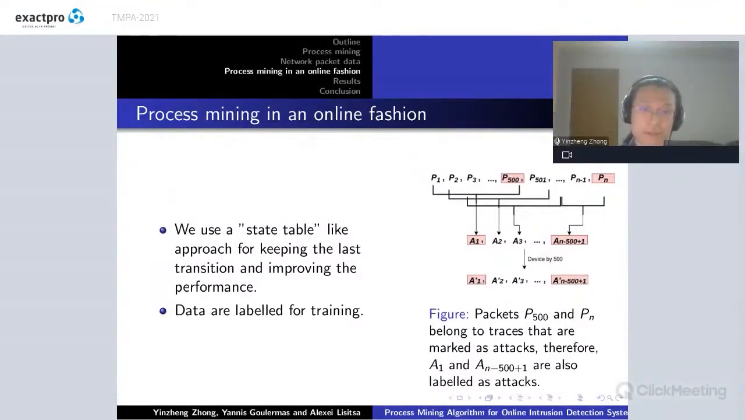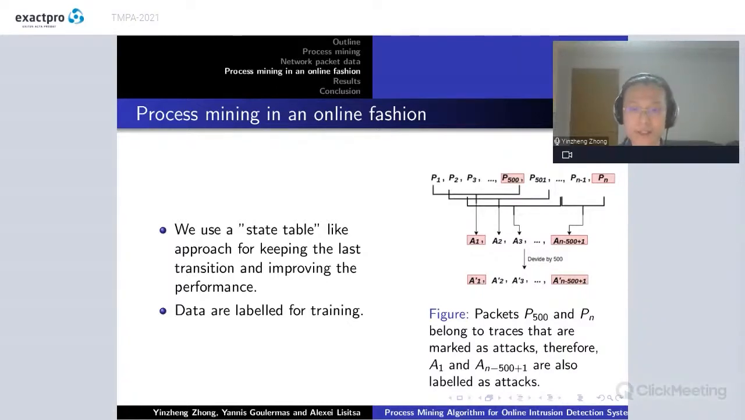Also, this state table gives some performance boost, because we wouldn't need to mine the snapshot every single time a new packet comes. The only thing we have to do is subtract 1 from the weight of the previous transition, and add 1 for the incoming transition. So we only keep 1 snapshot in memory, and we just manipulate it to create this series of adjacency matrices.